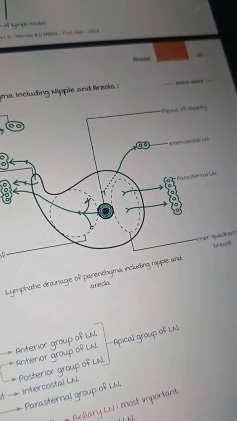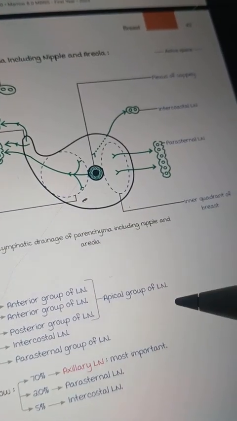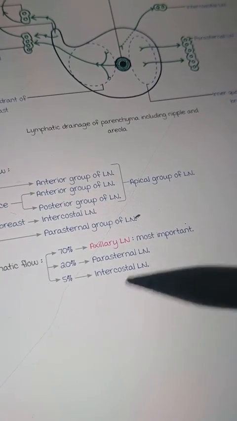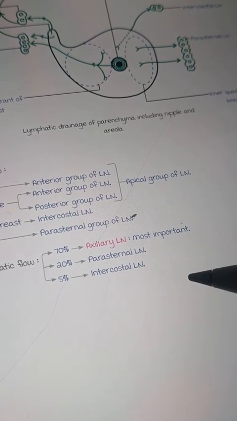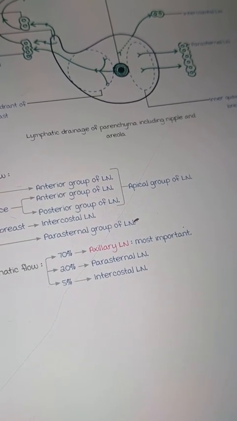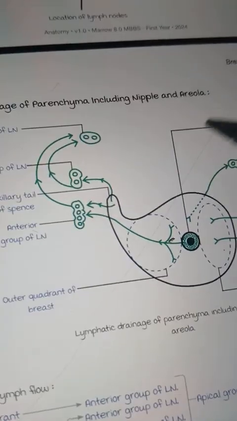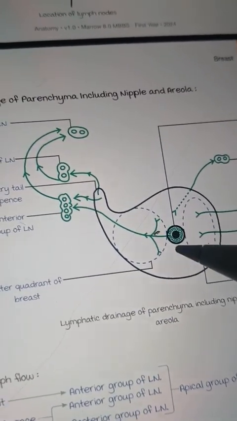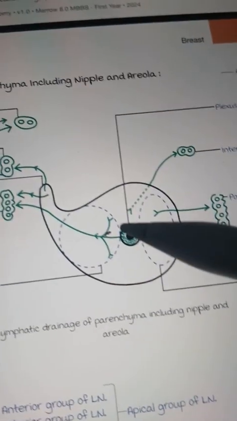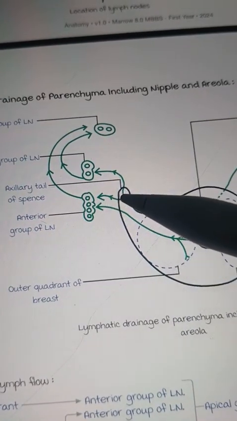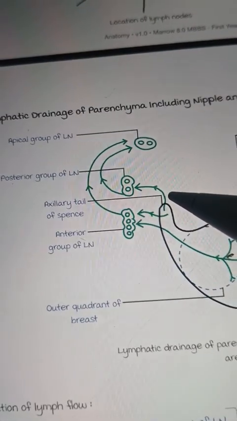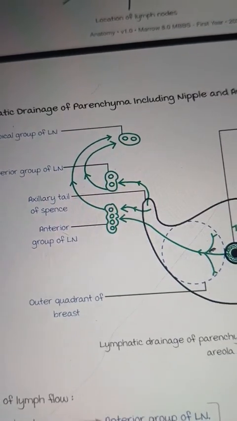It's also important to know these are the apical group of lymph nodes, and regarding the percentage of lymphatic flow, 70% of lymphatic flow is by the axillary lymph nodes, which is most important. 20% is by the parasternal lymph nodes, and 5% is by the intercostal nodes. From here the lymphatics go towards the anterior group of lymph nodes. From the anterior and posterior groups, they all go to the apical group of lymph nodes, and further they have their own lymphatic drainage system.